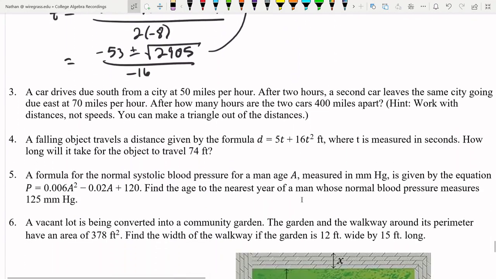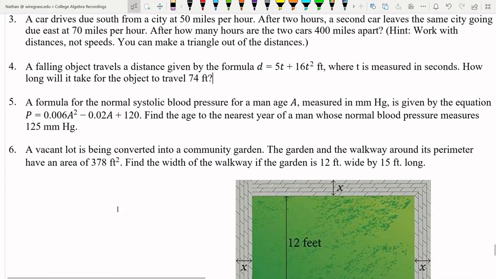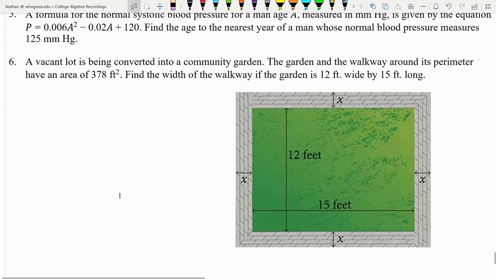All right, try it out in numbers 3, 4, 5, and 6.